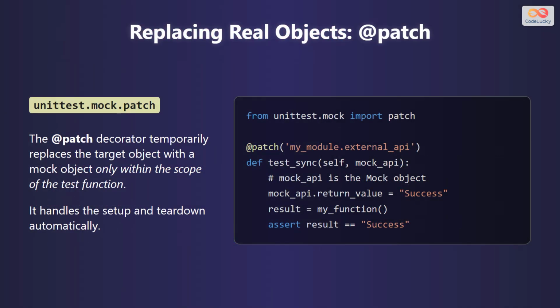To actually insert your mock into your code, you use the patch decorator. This temporarily replaces the real class or function with your mock object during the test and cleans it up automatically afterwards.